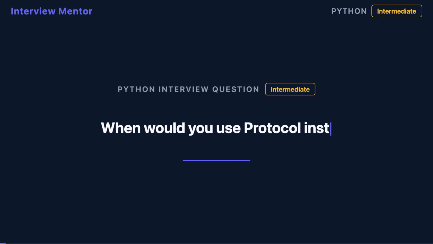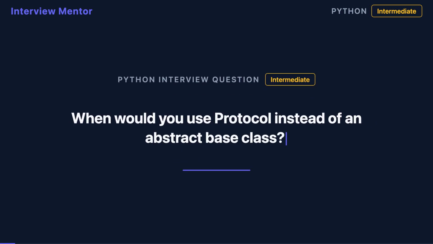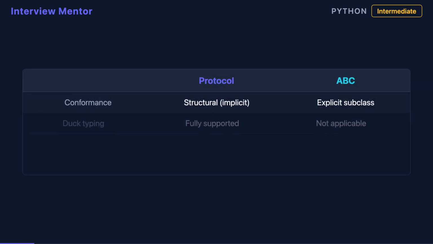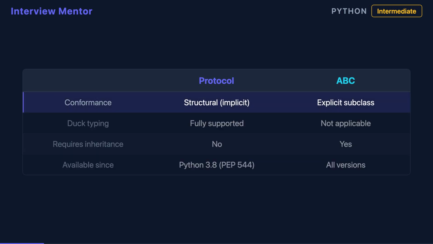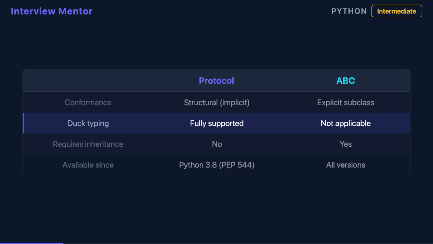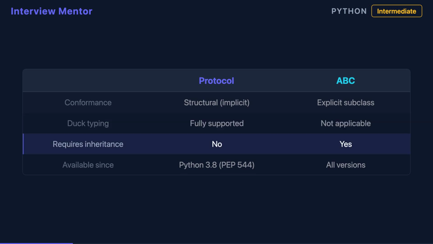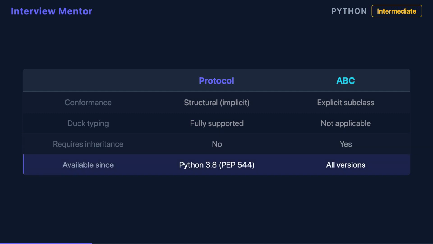Your duck typing works perfectly at runtime, but your type checker sees nothing. Protocol is the fix. With an abstract base class, every conforming class must explicitly inherit from it. They opt in. Protocol flips this around using structural typing. If a class has the right methods and attributes, it automatically conforms. No inheritance needed. Think of protocol as defining a shape, not a family tree.